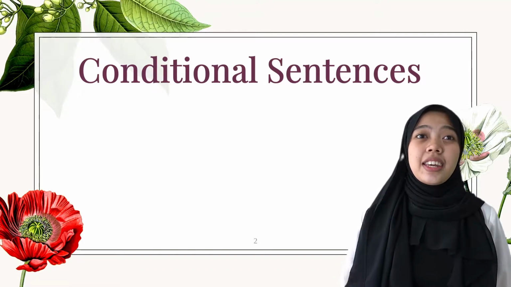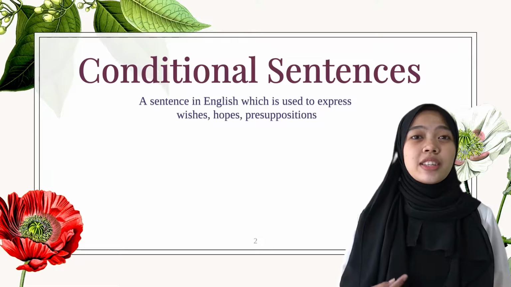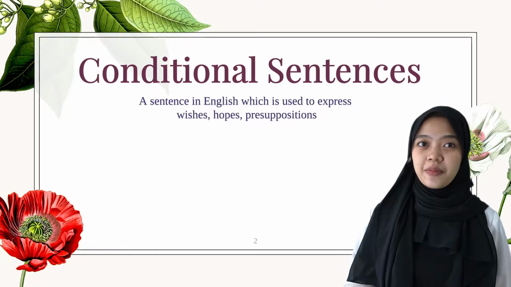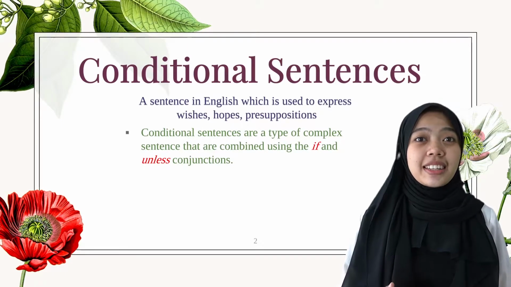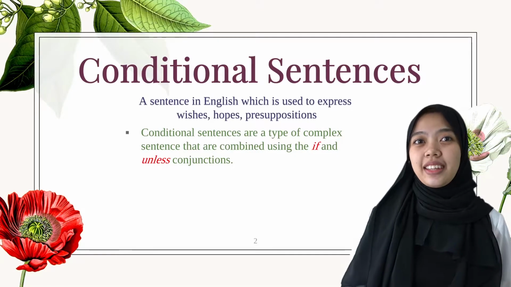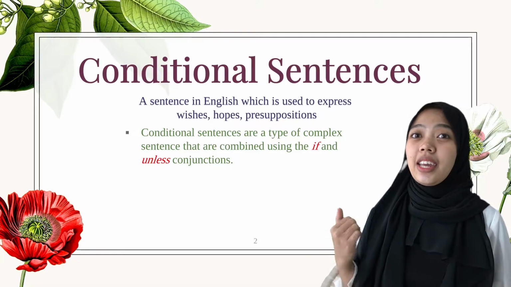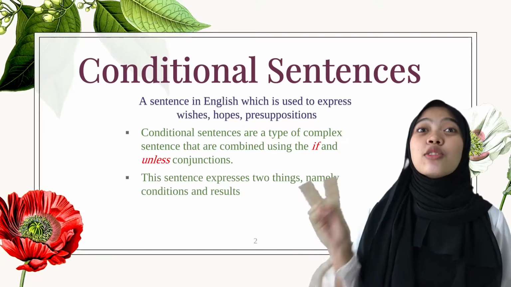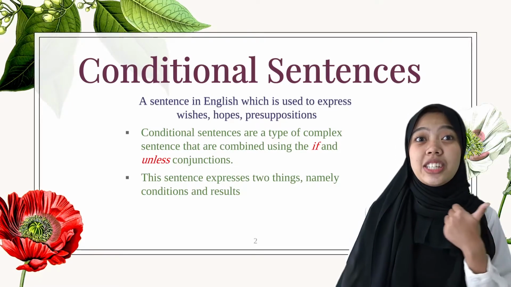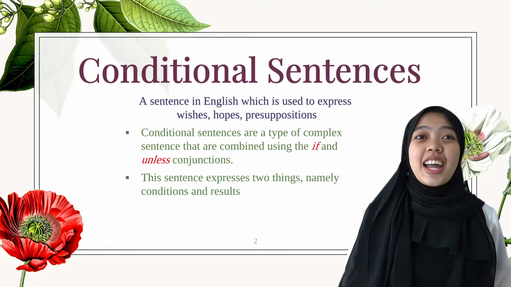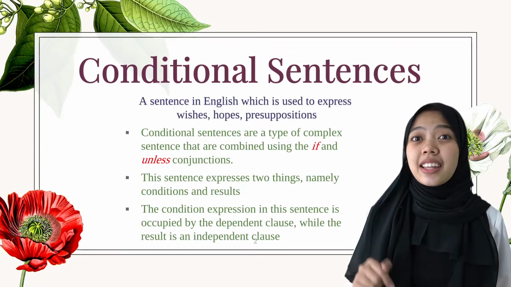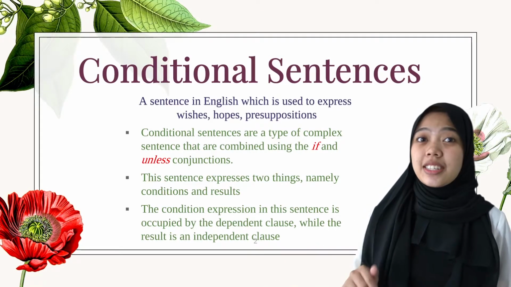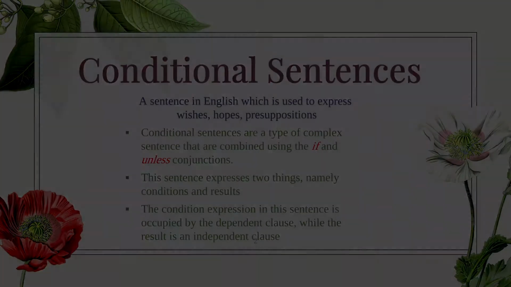Conditional sentence is a sentence in English which is used to express wishes, hopes, and presuppositions. Conditional sentences are a type of complex sentence that are combined using the if and unless conjunctions. The sentence expresses two things, namely conditions and results. The condition expression in this sentence is occupied by the dependent clause, while the result is an independent clause.